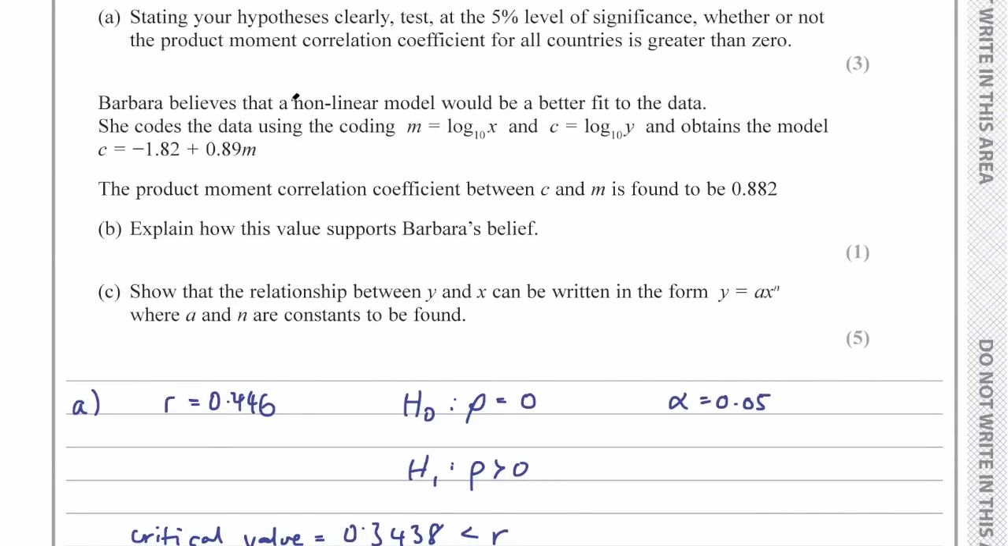Part B says Barbara believes that a non-linear model would be a better fit to the data. She codes the data using the coding m equals log x and c equals log y and obtains the model c equals negative 1.82 plus 0.89m. The product moment correlation coefficient between c and m is found to be 0.882. Explain how this value supports Barbara's belief.